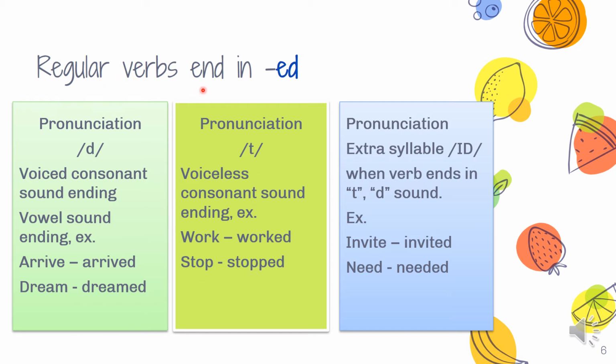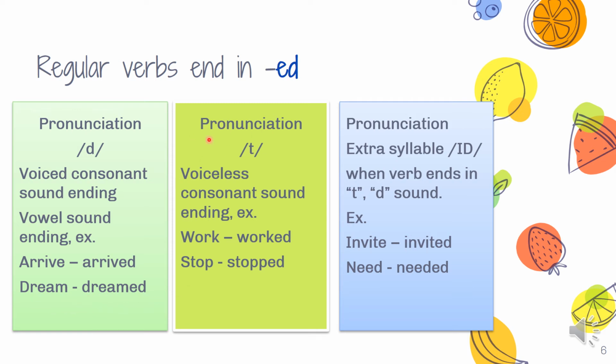Regular verbs end in ed. With pronunciation, we have to be careful. For example, pronunciation with the D sound: voiced consonant sound ending or vowel sound ending. Example, like arrive, arrived. We have arrive with a vowel sound ending. Arrive, arrived. Dream, dreamed.